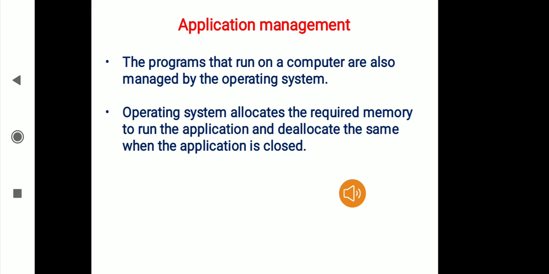The last function of the operating system is application management. The programs that run on a computer are managed by the operating system. If a particular application gets executed by the CPU, some amount of memory needs to be utilized for that running application, and that will be allocated by the operating system.